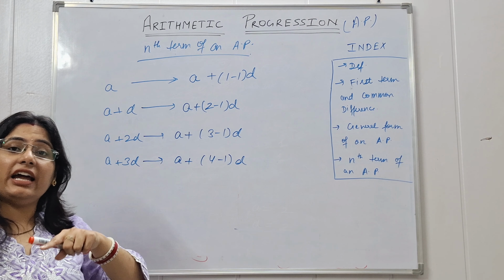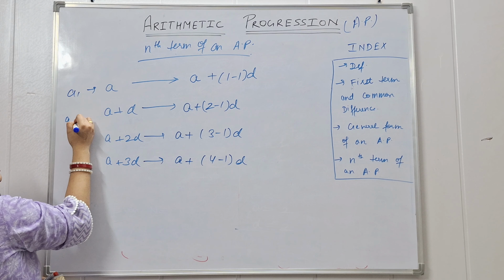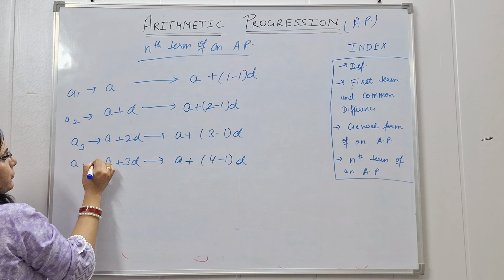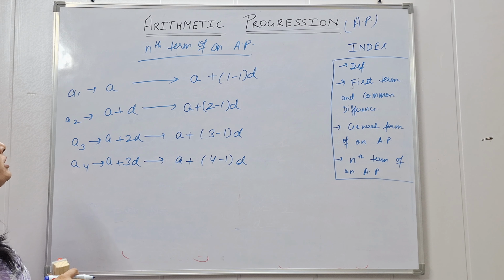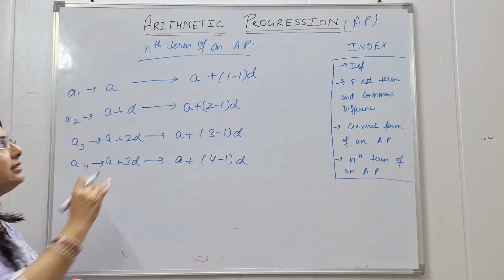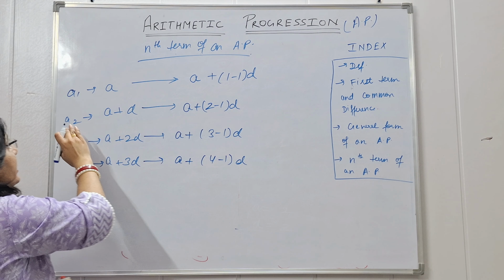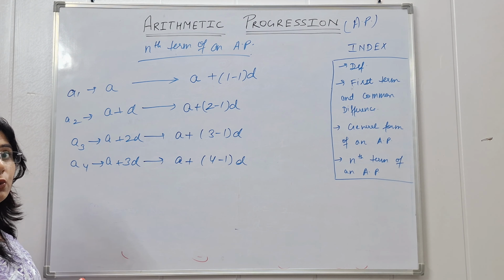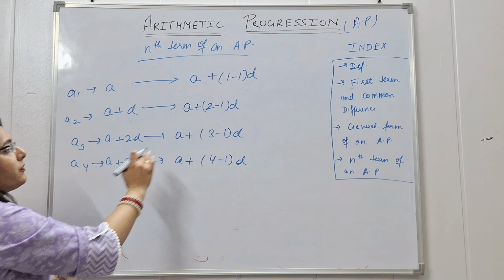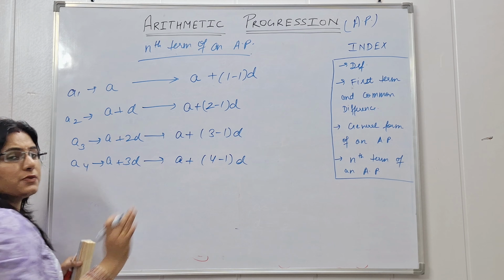Nth means n times. This is a1, the first term. This is a2, the second term. This is a3, the third term. This is a4, the fourth term. Now we can visualize a1, the first term, as a plus (1 minus 1) into d. The second term, a2, is a plus (2 minus 1) into d. Third term, a plus (3 minus 1) into d. Fourth term, a plus (4 minus 1) into d.